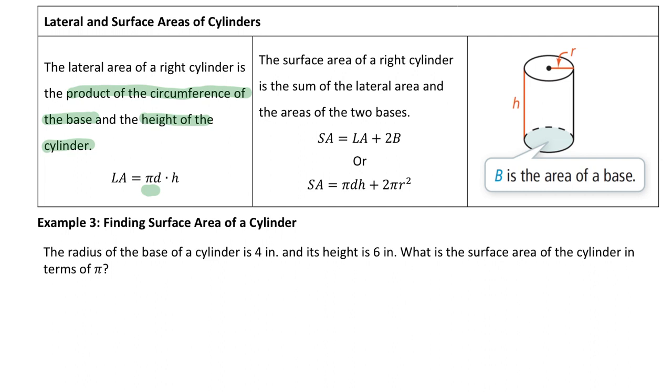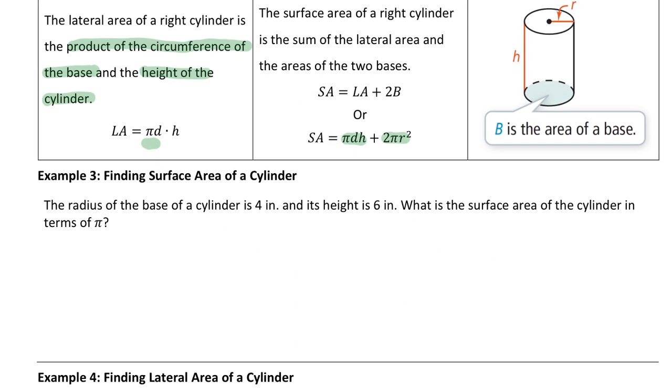And then essentially, all you're doing to get the surface area is finding the lateral area plus 2 times the area of the bases. Because there's 2 circles, that's why it's 2 times pi r squared. You're finding the area of 2 circles.